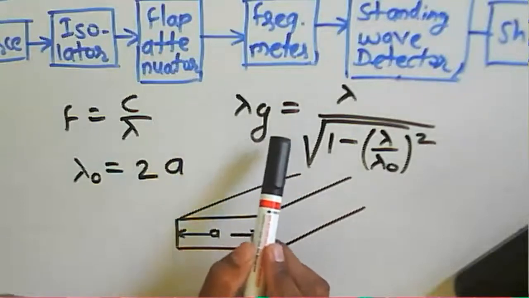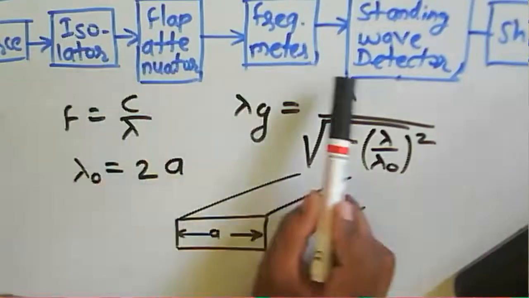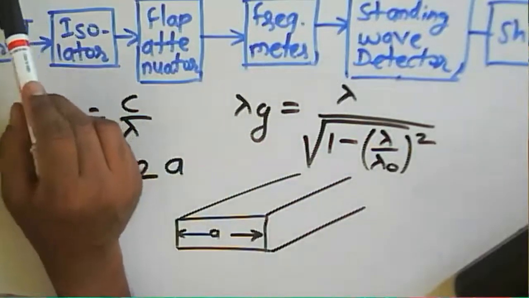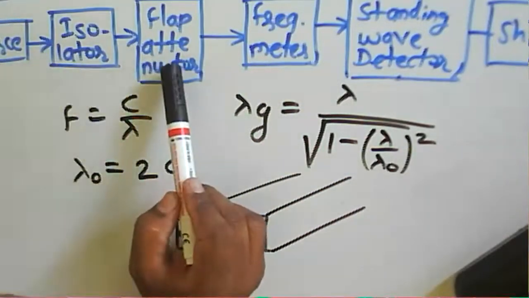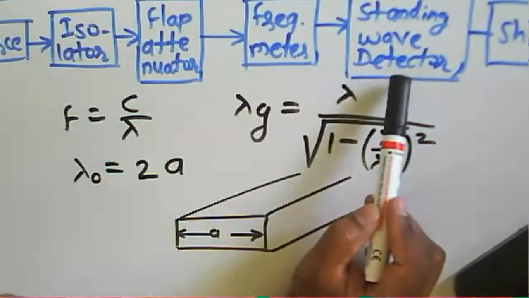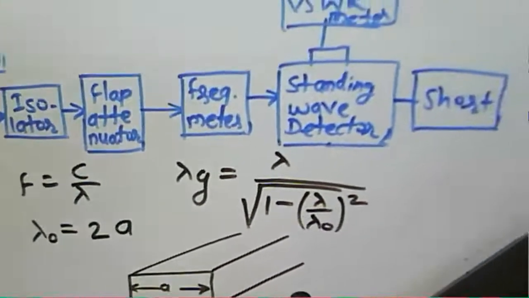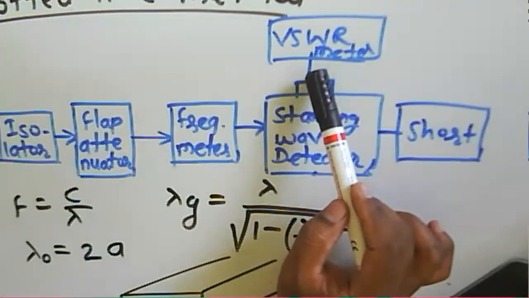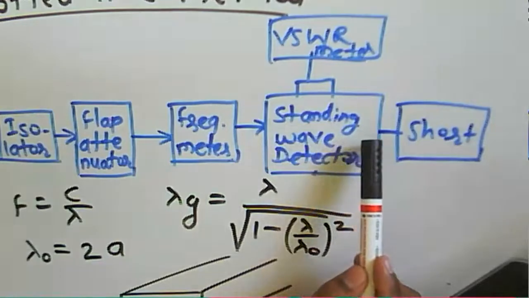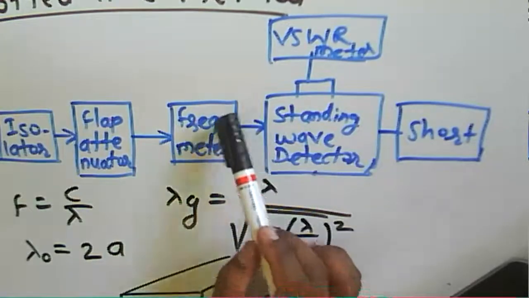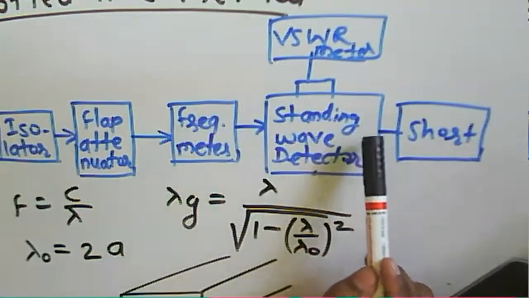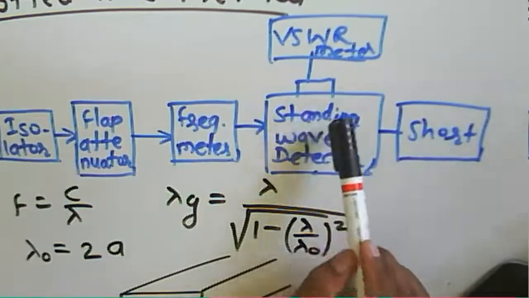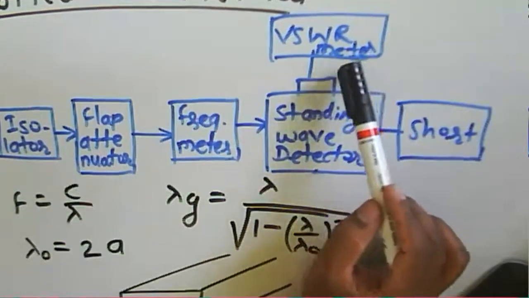Okay, to find the guide wavelength, what happens? Whatever bench we have, this one is a microwave bench. The microwave bench consists of what? Source supply, the source, isolator, flap attenuator, frequency meter, standing wave detector, then a short. One end of the standing wave detector takes input from the frequency meter, and the other end is connected with a short. And the tunable probe is connected to the VSWR meter.